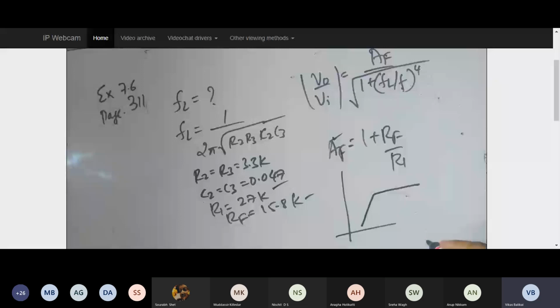That is not only one output by input gain. You should ensure that you have calculated the gain for various input frequencies. So that is one thing you should remember.